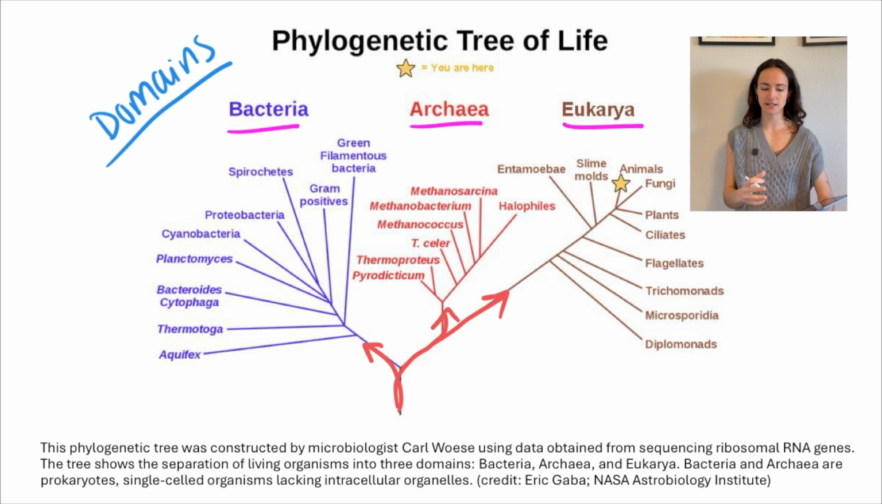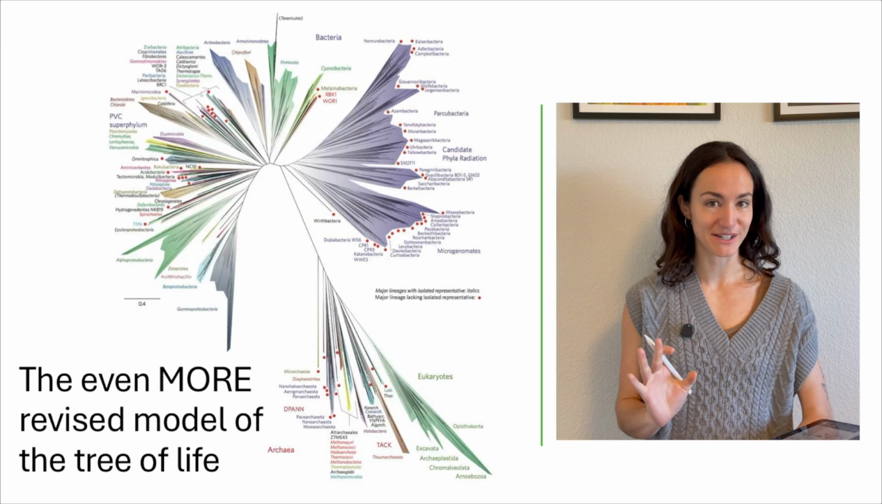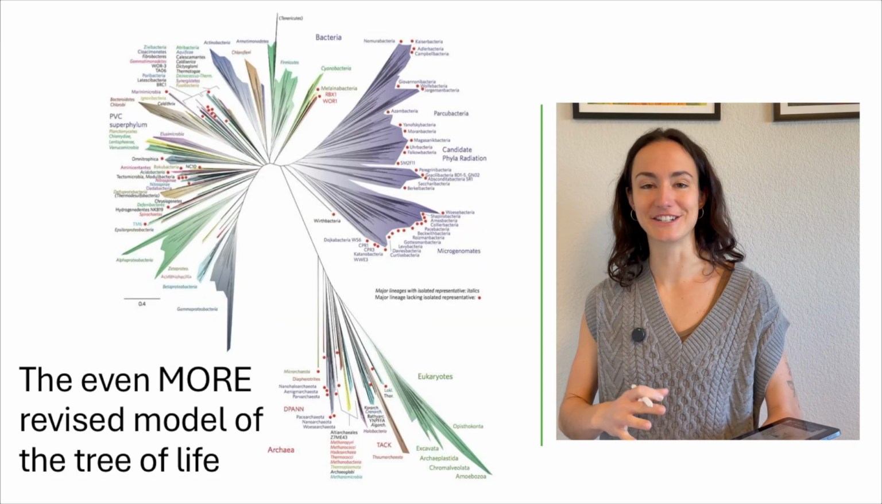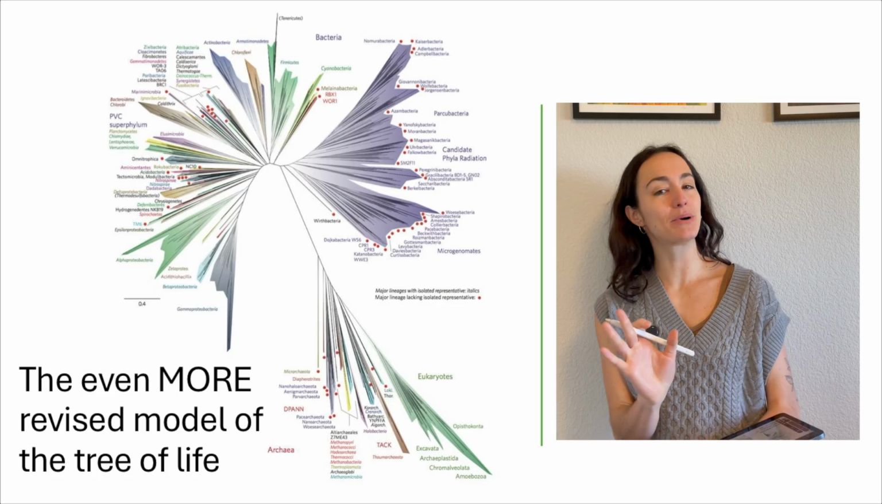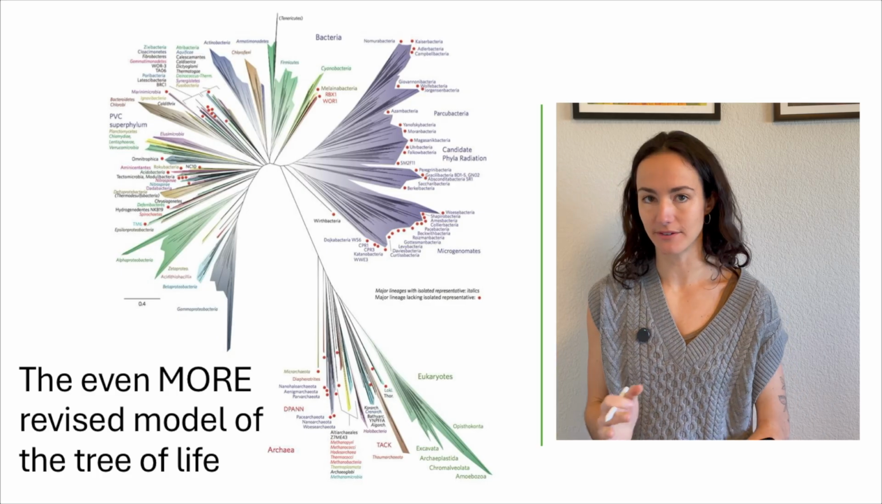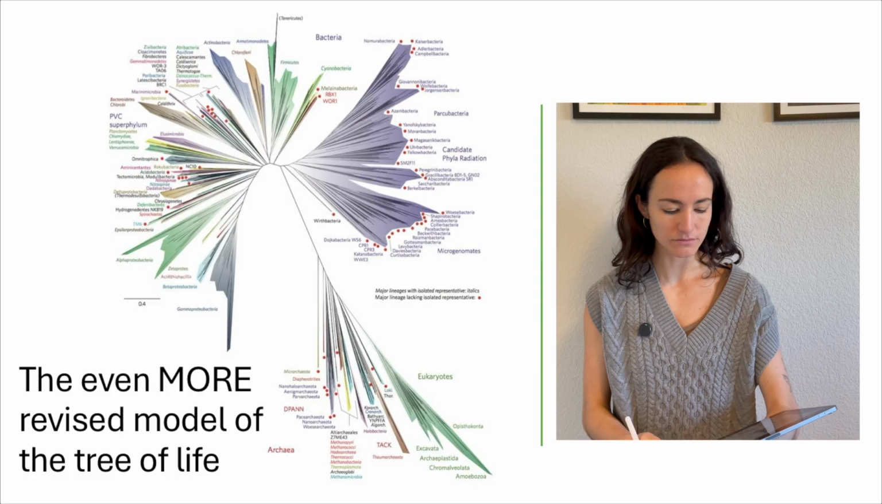So everything fits into this tree of life. We are in eukarya. In the animals, which is why there's a little star, you are here, right? We are animals. And then there's a bunch of other groupings with a huge diversity of life. So that was a very simplified tree of life. The tree of life can actually be almost impossible to look at if you tried to map all the diversity of life onto there.